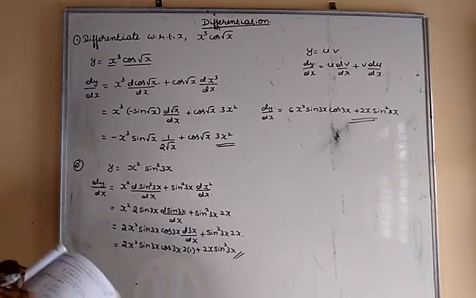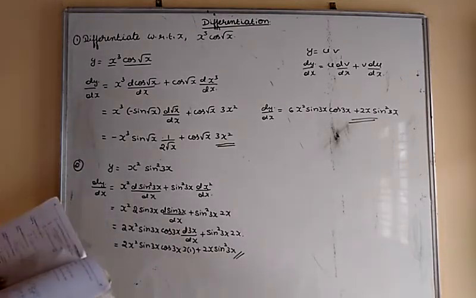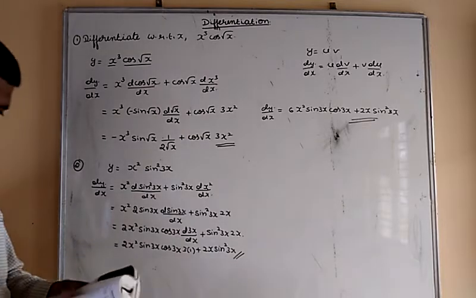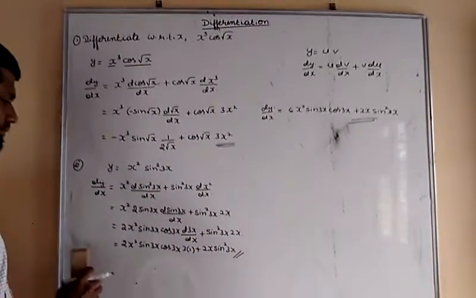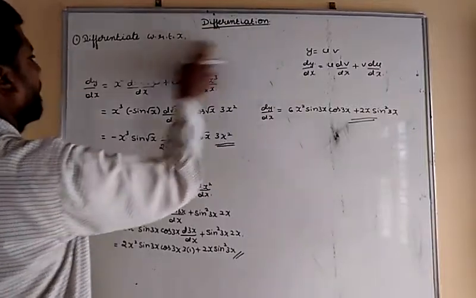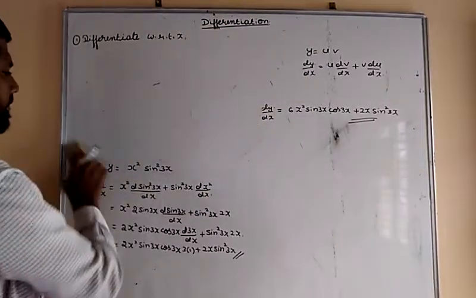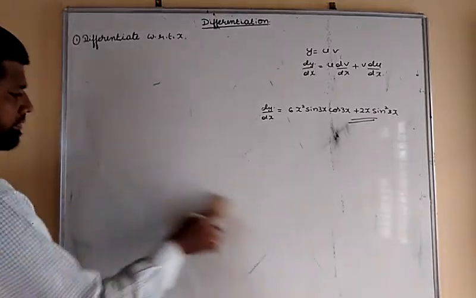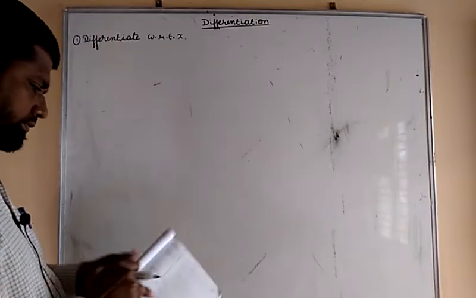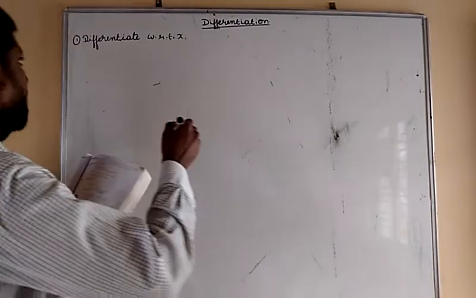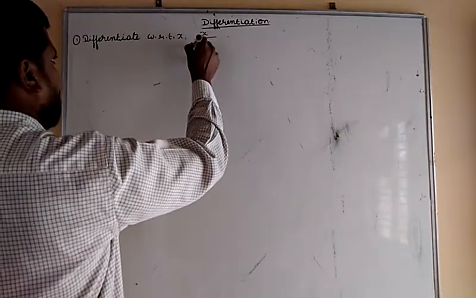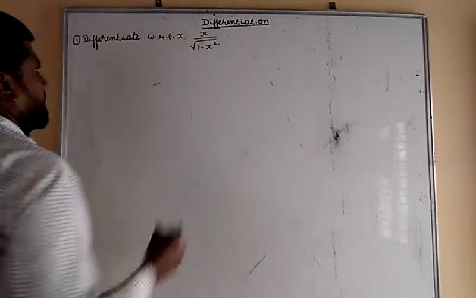Okay, let us take the quotient rule. In the quotient rule, let us apply the chain rule. Let us solve the two types of problems in this. Okay. Differentiate with respect to x, x by square root of 1 minus x square. So this is a question.